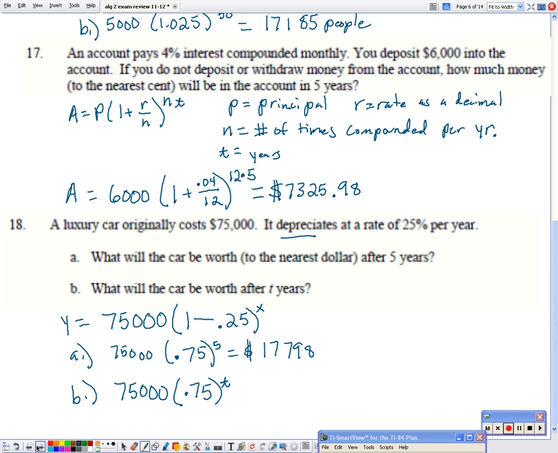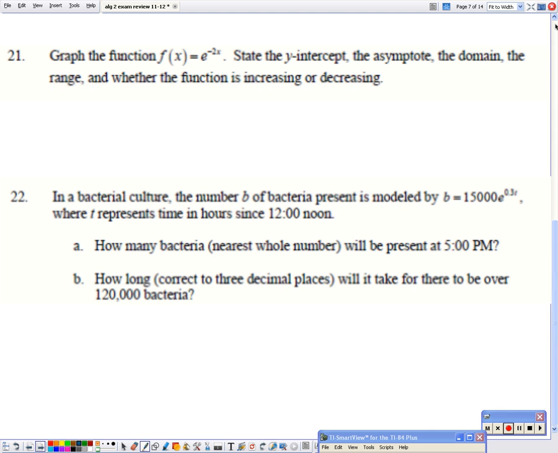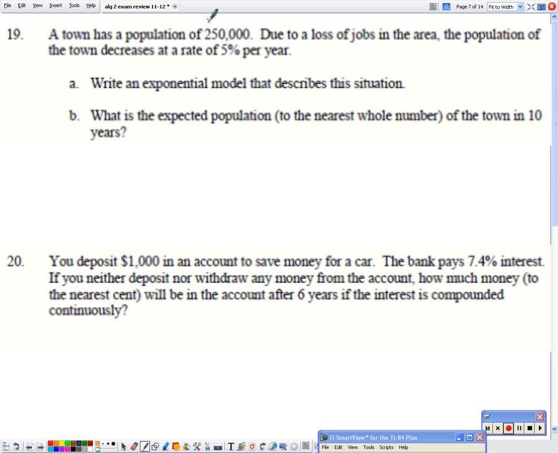Alright, number 19. A town has a population of 250,000. Due to job losses in the area, the population of the town decreases, decay, at a rate of 5% per year. Write the exponential model. No big deal. We've done this before. We did it with the last problem.